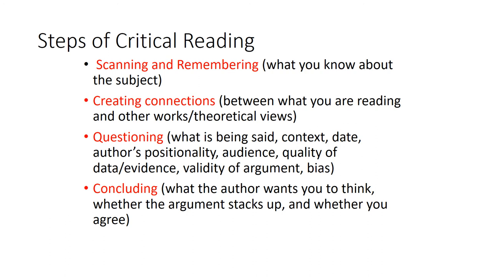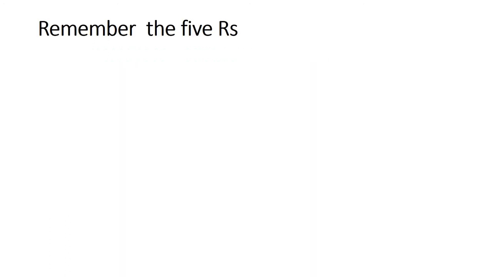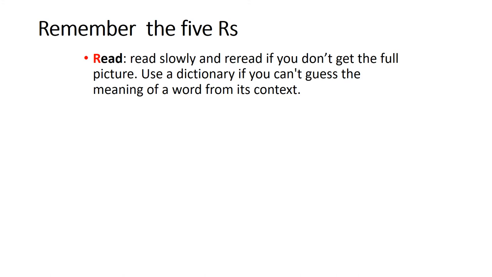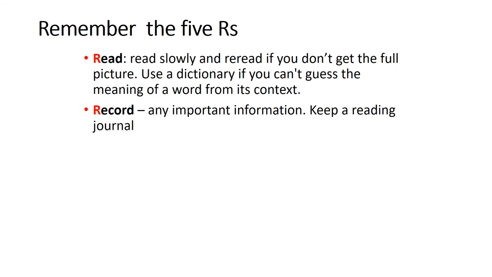But how do we do those steps? There is something that we call the 5 R's. And these 5 R's are just tips for you to be able to follow these steps. First R, read. Read slowly and reread if you don't get the full picture. Use a dictionary if you can't guess the meaning of a word from its context. You need to read slowly to be able to really understand the text and get its full picture.